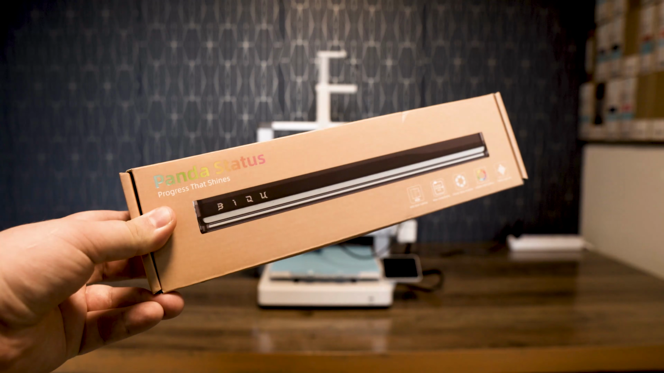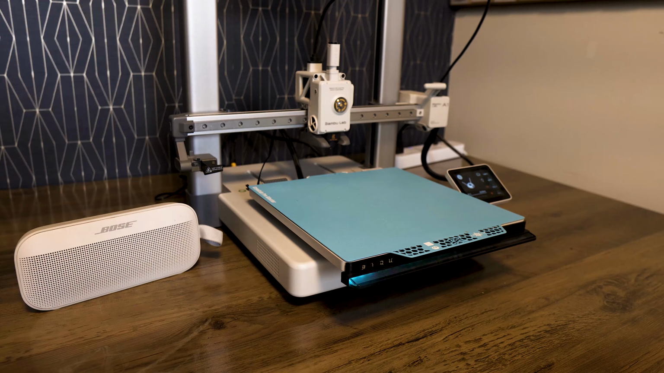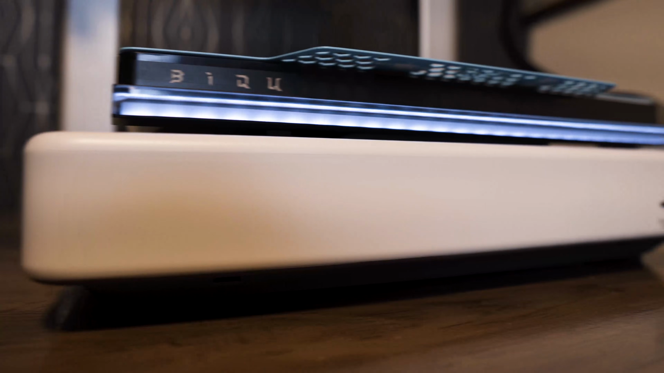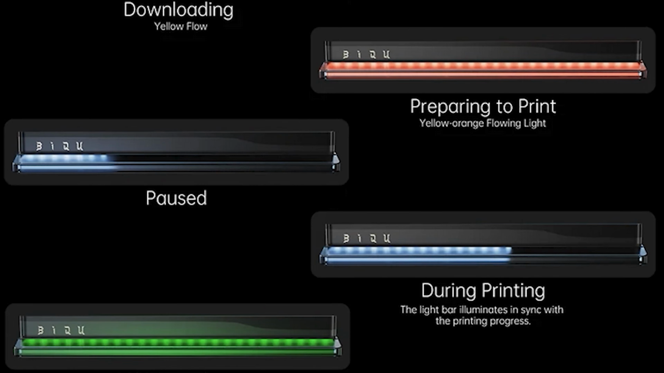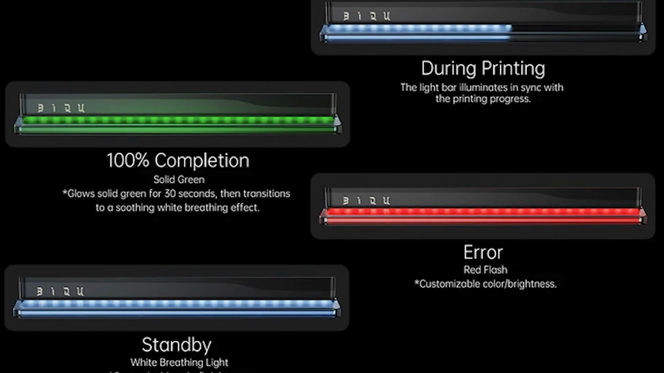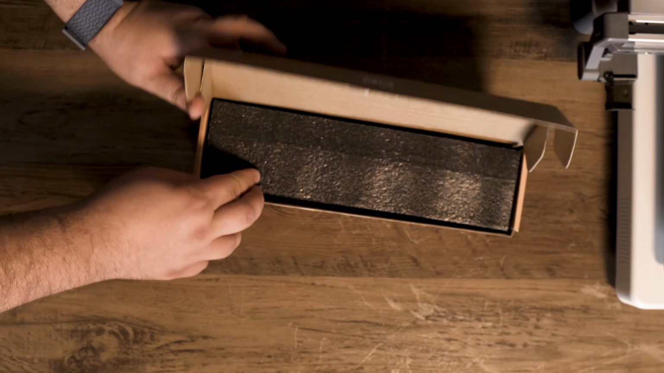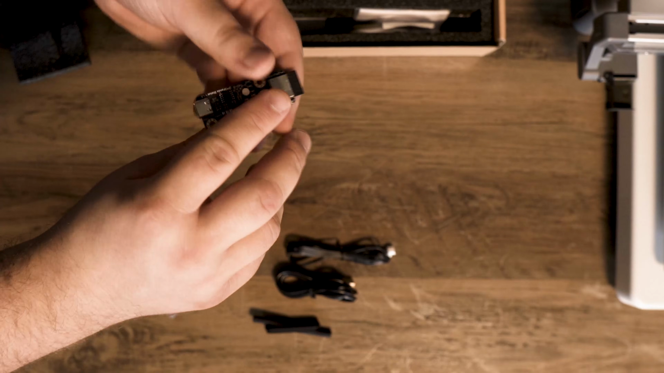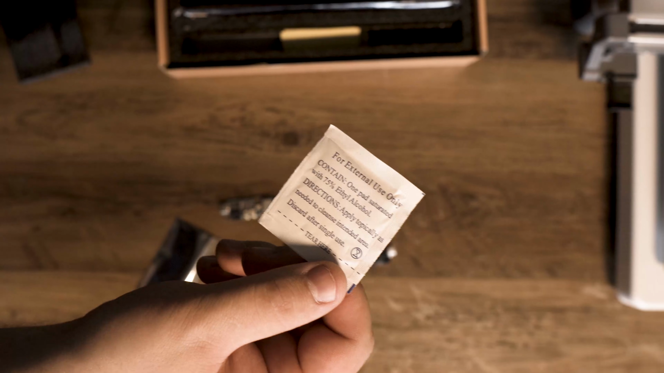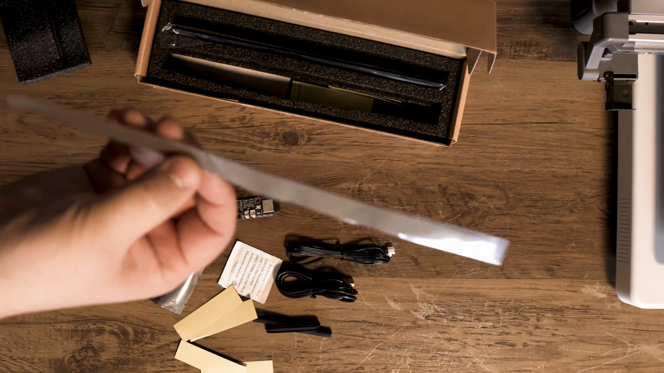Hello and welcome. In today's video, we're going to look at this upgrade for the Bambu Lab A1 printer, Panda Status. Now, it's more of an entertainment addition to your printer, as it has LED lighting that moves around as it detects the nearby sound. It also acts as your printer's status indicator, showing you at a glance how far along your print is and whether the machine is idle, printing, or finished.